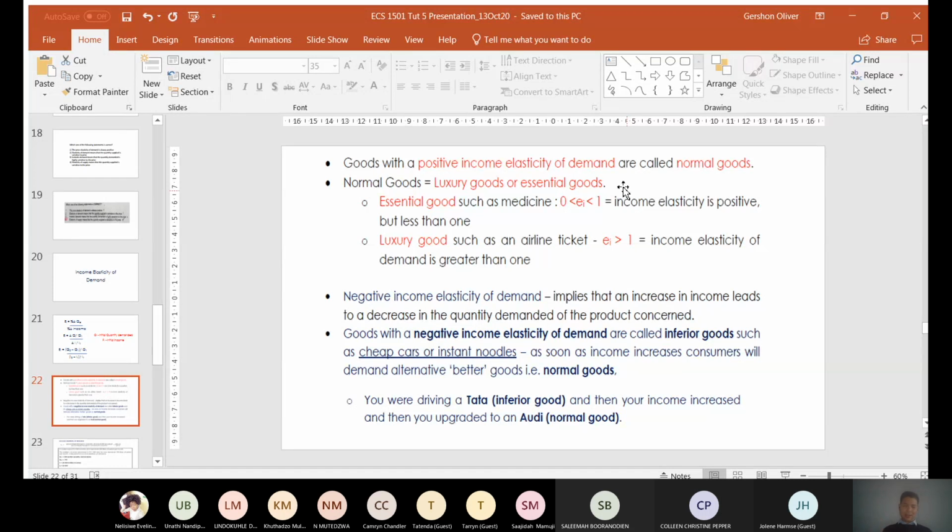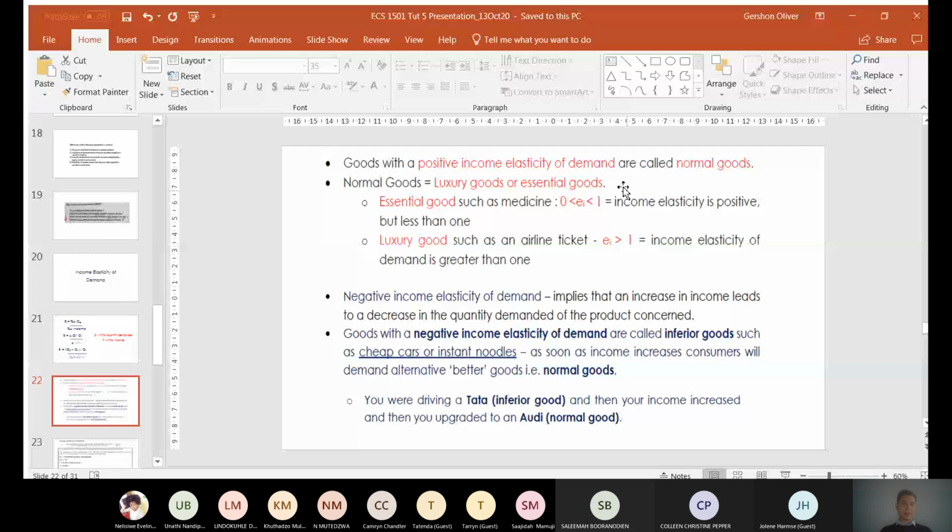A luxury good is an airline ticket. An essential good is medicine. In the case of an essential good, I know that my income elasticity of demand must be between 0 and 1. If it's greater than 1, I know it's a luxury good. But an essential good and a luxury good are both normal goods. If you got that, then you will never get this wrong. Please write it down somewhere.